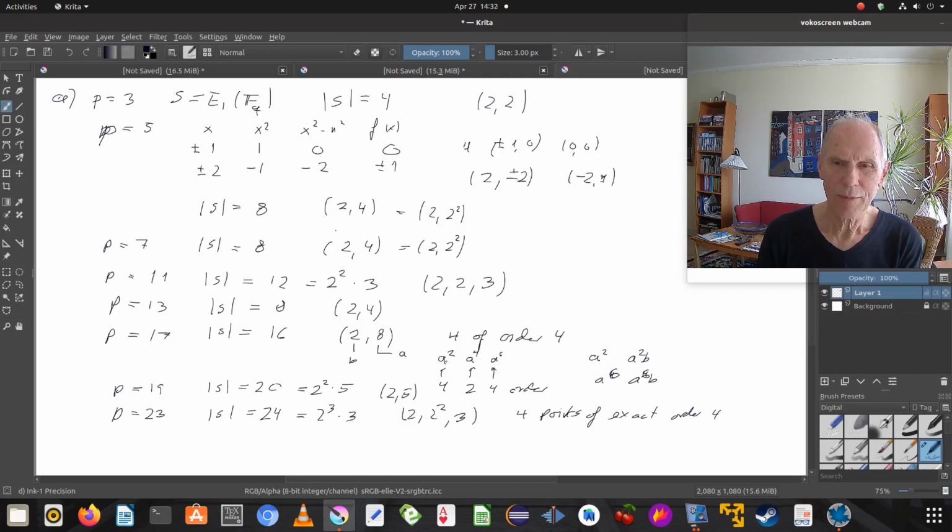Like we had up here, a squared, a to the sixth, and then the same times b. Next time I do this, I will try to use the additive notation. I think it's too late to change it now.